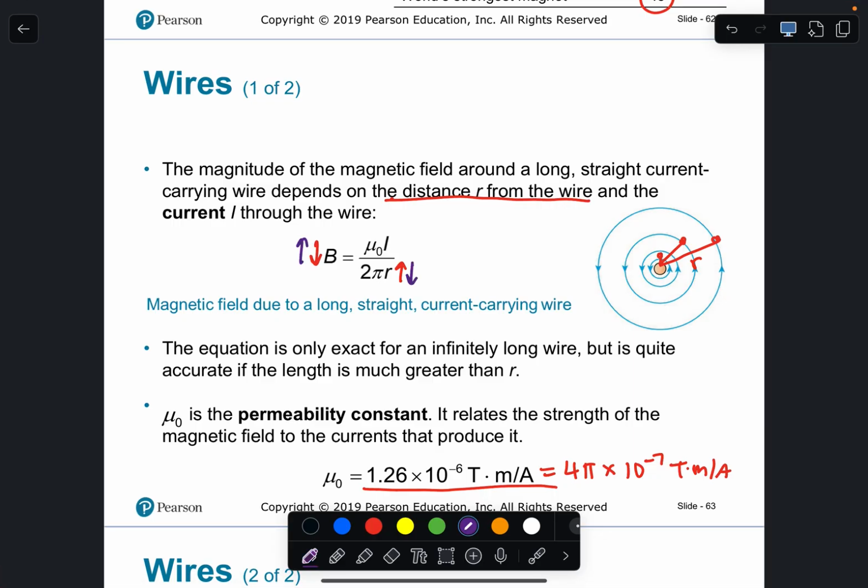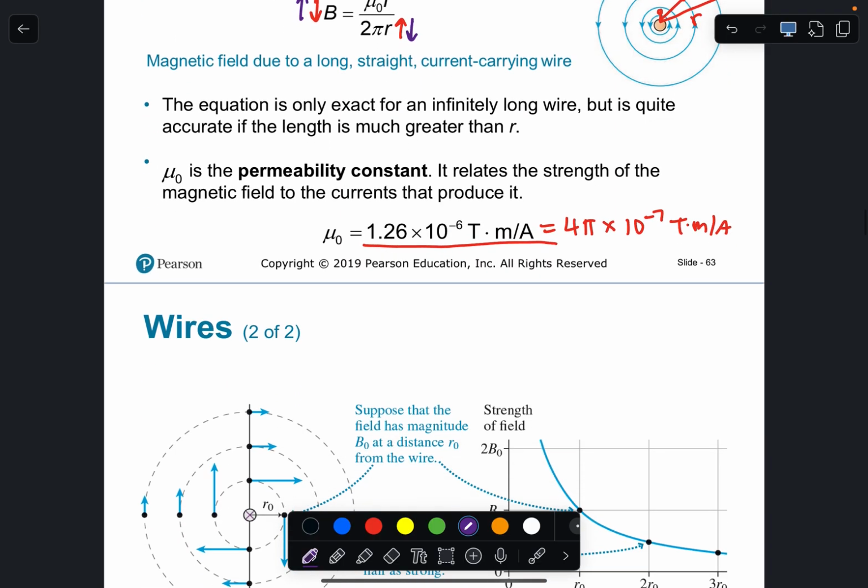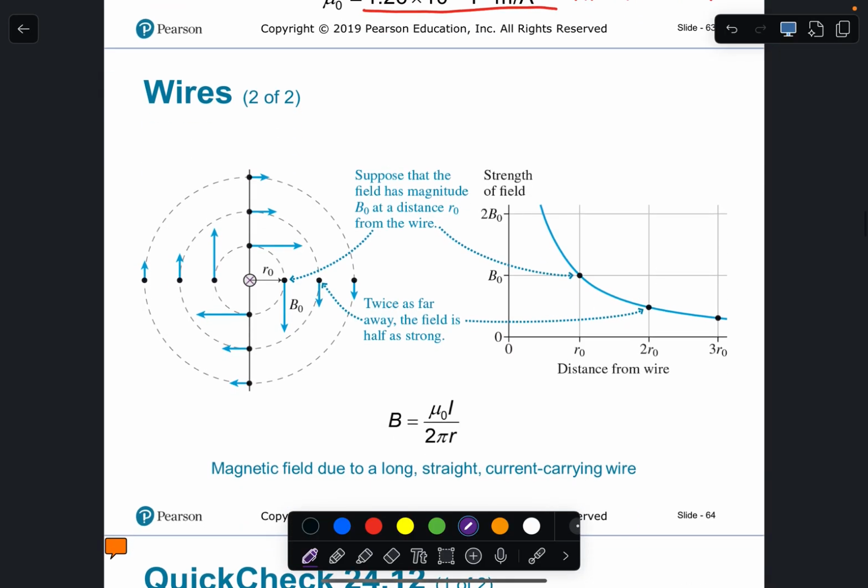I is obviously the current. And then we have our 2 pi in there, which comes in from, you know, some calculus. Okay? So it's a very basic equation, and this is for straight wires only. So here we can see how B varies with R. It drops off with the 1 over R functionality. Okay? And then here are our directions as a reminder from what we were just looking at in the previous section.